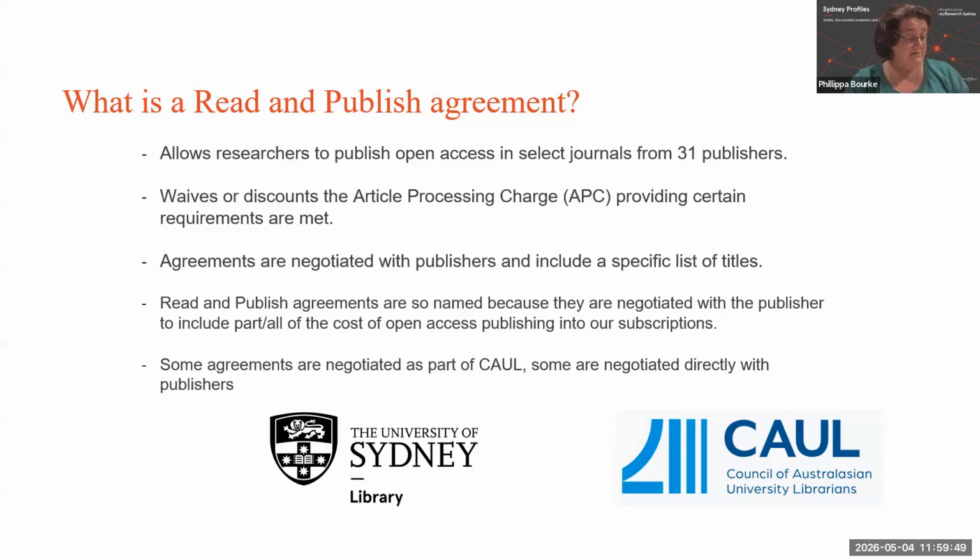Researchers publishing in eligible journals can have an article's open access APC waived as long as they meet certain requirements. These agreements are negotiated with publishers, but not all of a publisher's content is included under these agreements. Many journals are excluded, and some journals only offer a discount on the article processing charge.